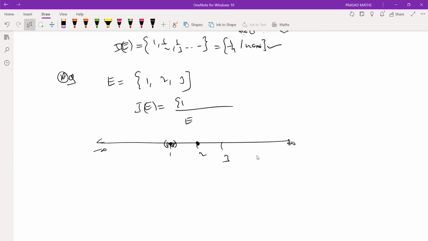Points not in the set cannot be isolated. Is 2 an isolated point? Yes, because it cannot be a limit point. Because I can find at least one neighborhood which never intersects E other than 2 itself. Therefore, 2 cannot be a limit point, which means 2 is an isolated point. Is 3 an isolated point? Yes, because we can find at least one neighborhood which never intersects E other than 3 itself. Therefore, 3 cannot be a limit point. It is an isolated point. That means the set itself.